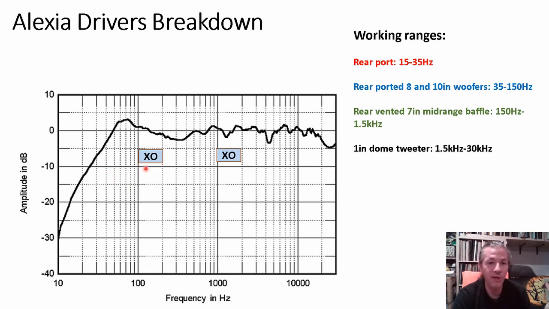So basically, if you look at the Alexia, these are the regions where we have the crossover regions between 100 hertz and 200, and 1000 and 2000 hertz. The rest you can hear: this is the base unit and the port, from here this is the mid-range unit, and from here this is the tweeter. In these regions, mid-range unit plus tweeter both contribute, and here base unit and mid-range unit both contribute. Breaking it down, the port works between 15 to 35 hertz, the woofer works between 35 to 150, mid-range works between 150 to 1.5k, and from 1.5k up, it's the tweeter's job.